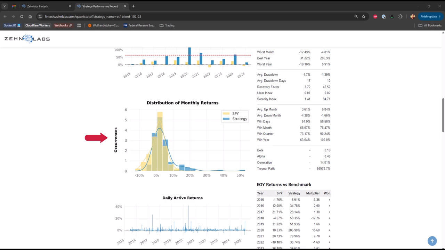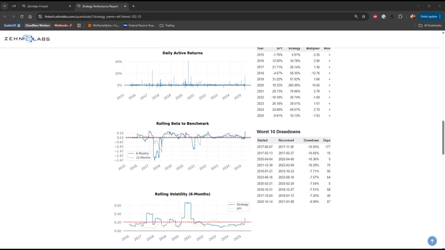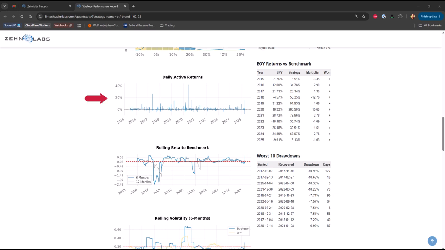Then moving on to the daily active returns graph, I make sure that majority of the blue bars are above the 0% line, and that the ones that are below that line are generally shorter than those above the line.